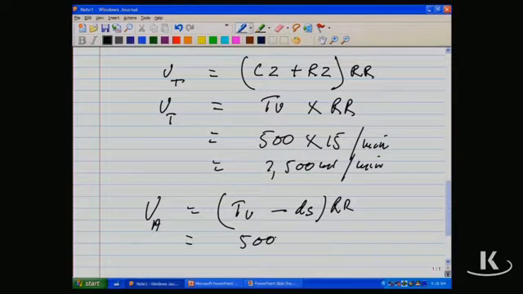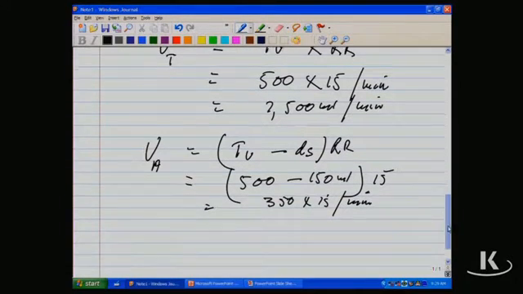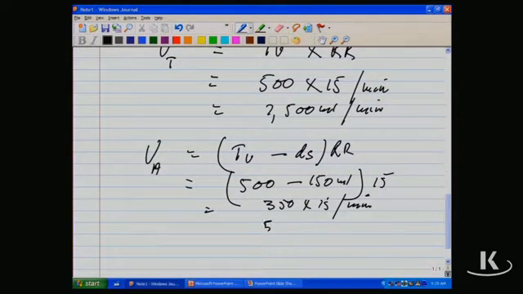500 tidal volume, but dead space is 150 mils. Respiratory rate is then 15. So what do we have? This is equal to 350 times 15, of course, per minute. And this will give us, if you're doing the math quickly with me, 5,250 mils per minute.